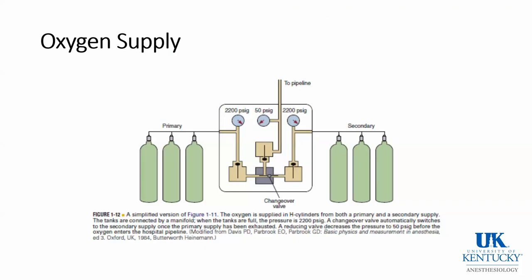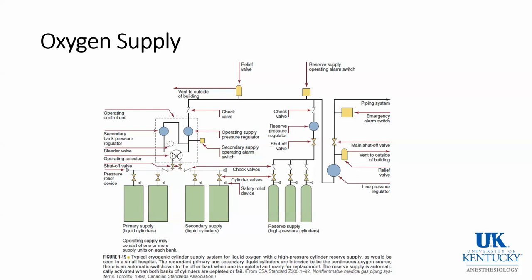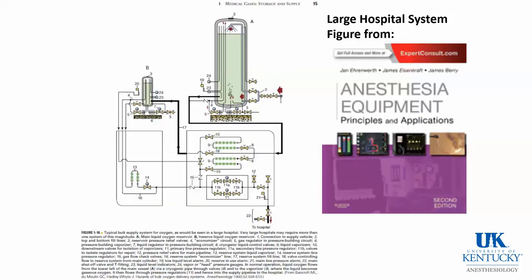And this is a simplified version of the previous slide, and there's a changeover valve which automatically switches to the secondary supply once the primary supply has been exhausted. Now this is a system which uses liquid oxygen. And finally, this is a system which would be found in a large hospital.